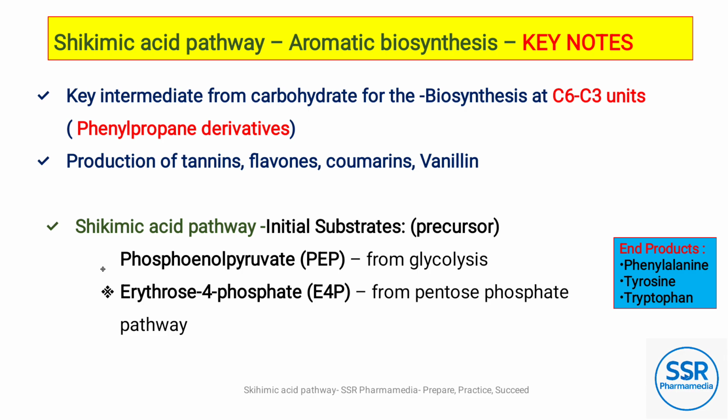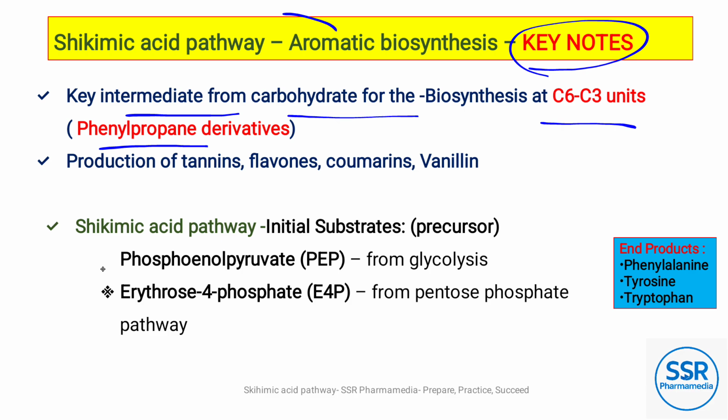So let me discuss the keynotes on the biosynthetic pathway. The Shikimic acid pathway is also called aromatic biosynthesis. The key intermediate from the carbohydrate is for the biosynthesis of C6C3 units, that means phenylpropane derivatives. This C6C3 is derived from carbohydrate biosynthesis, and from that we get the production of tannins, flavones, coumarins and vanillins.